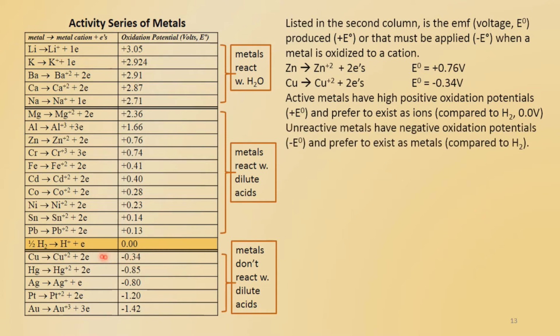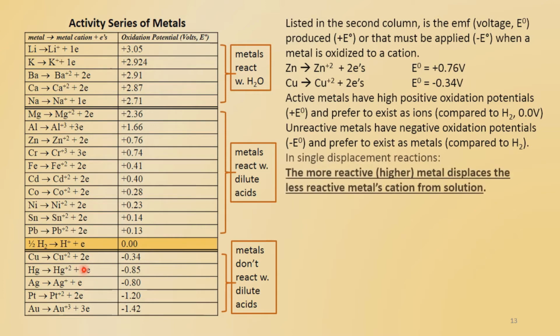Unreactive metals, those at the bottom, have negative oxidation potentials, and they prefer to exist as the metal compared to hydrogen. So in single displacement reactions, our rule is that the more active metal, the one that's higher on the list, zinc in this case, will displace the less reactive metal's cation from solution. You see, you're never going to have two metals reacting. It's got to be a metal and a metal cation.